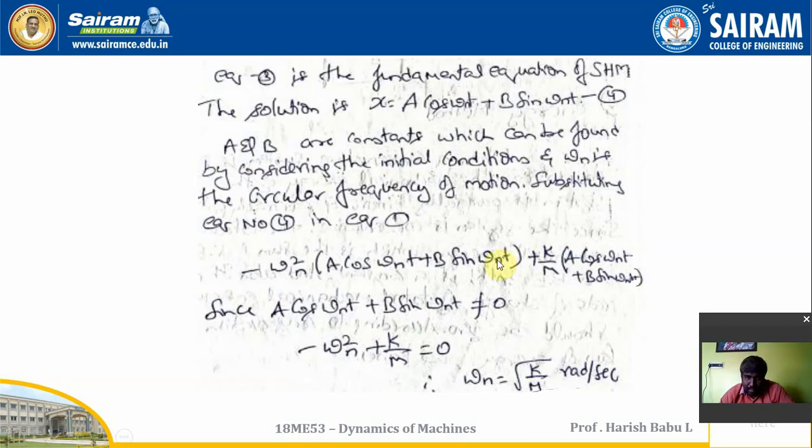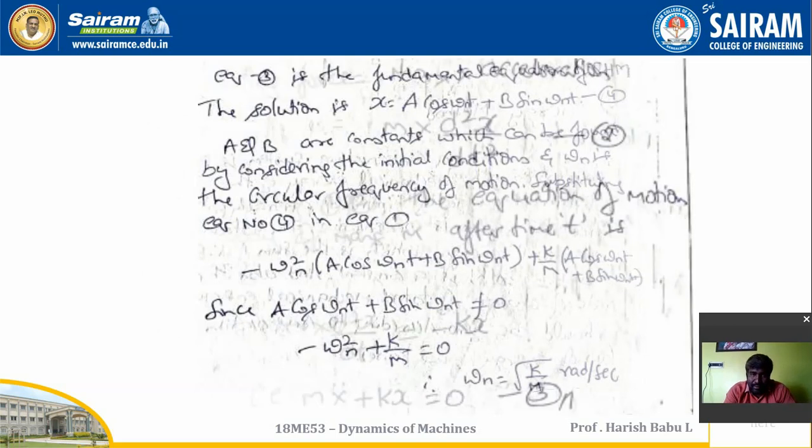So I replace this in terms of x double dot and x. I get minus omega n square plus k by m equals 0, taking the common factor, since x cannot be equal to 0. So minus omega n square plus k by m should be equal to 0, or I can say omega n equals root of k by m radians per second. This is the equation I'm going to use to find the natural frequency using Newton's method.